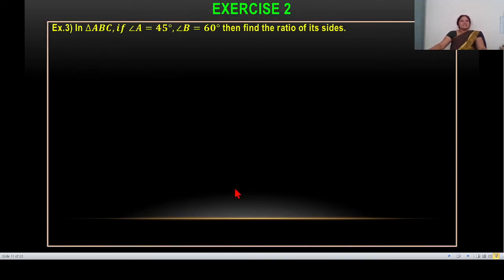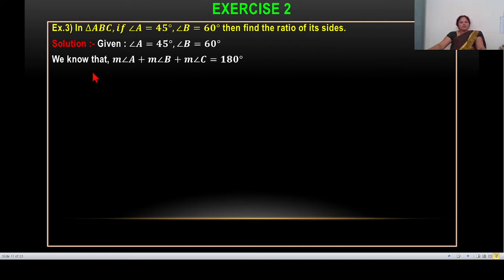Now, let us see examples related to sine rule. First example: in triangle ABC, if angle A is 45 degree and angle B equal to 60 degree, then find the ratio of its sides. Given angle A equal to 45 degree, angle B equal to 60 degree, we know that in a triangle ABC, measure of angle A plus measure of angle B plus measure of angle C equal to 180 degree. Therefore, 45 degree plus 60 degree plus measure of angle C equal to 180 degree.